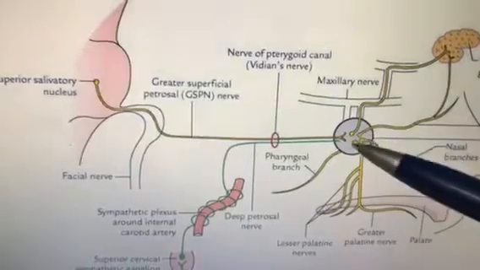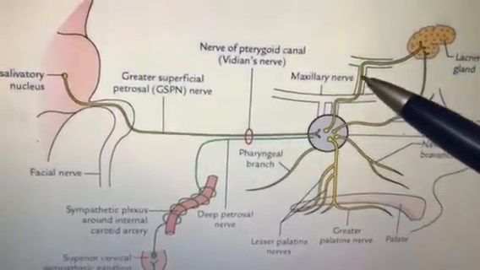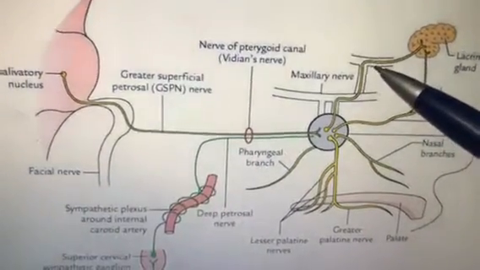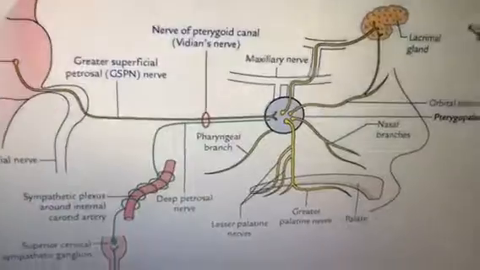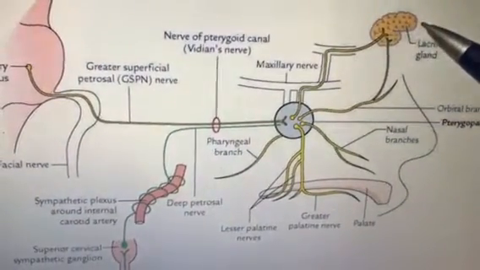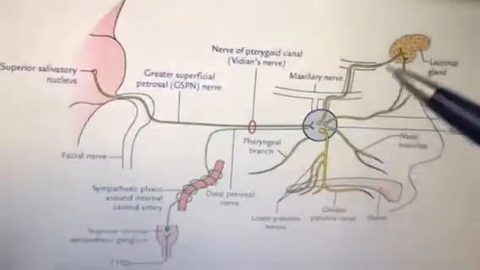So it comes and it lies here. From here, the branches will be going via the maxillary nerve. The most important branch of the maxillary nerve is the zygomaticotemporal. If it catches the zygomaticotemporal, then only it can go and catch the lacrimal nerve. Via the lacrimal nerve, it goes and supplies the lacrimal gland. So this is the lacrimatory pathway.